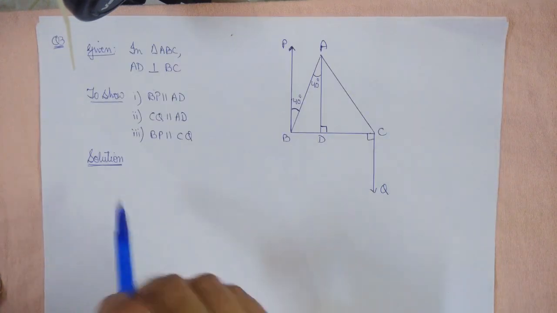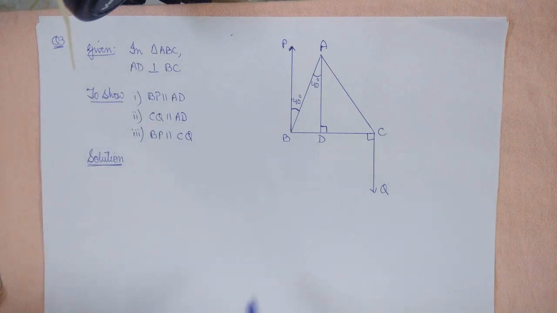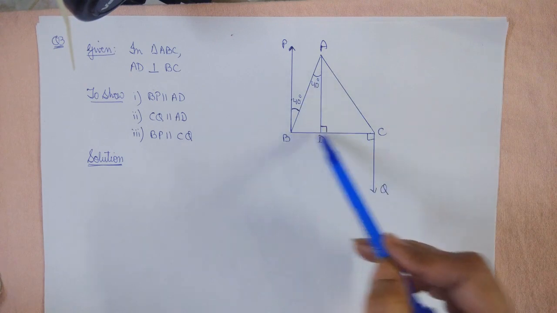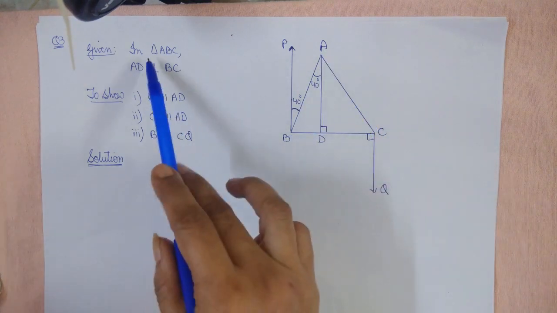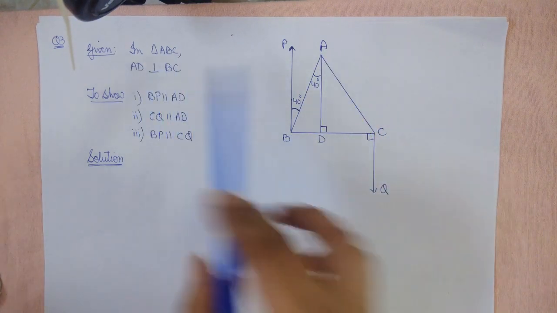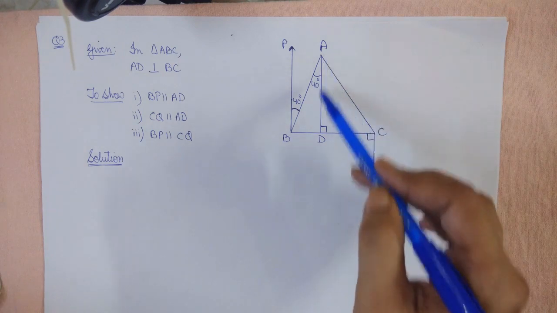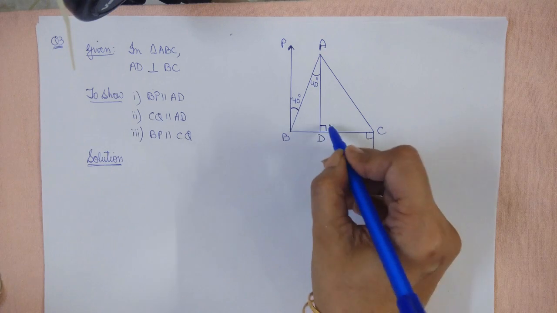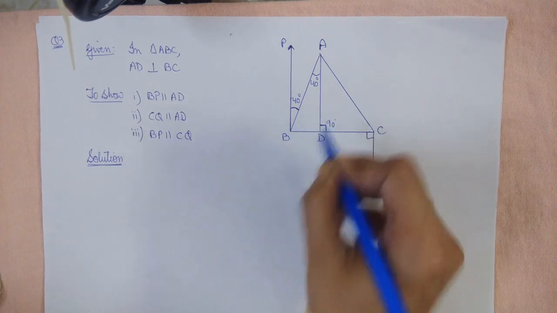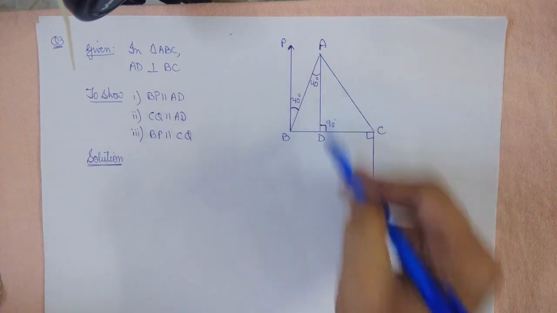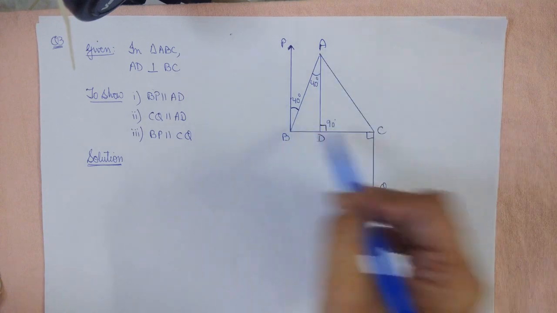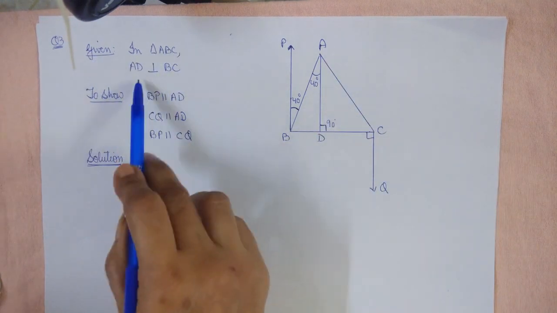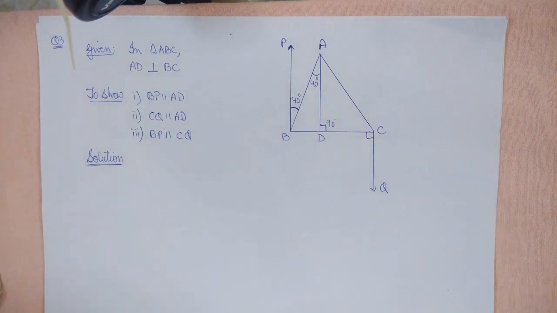Now, let's come to question number 3. In question number 3, it is given that ABC is a triangle. In triangle ABC, it is also given that AD is perpendicular to BC. Perpendicular means 90 degrees. This is given. So first thing we will write in given: in triangle ABC, AD perpendicular BC.